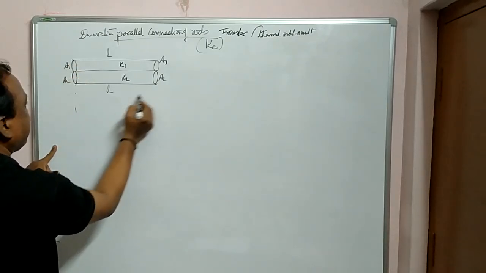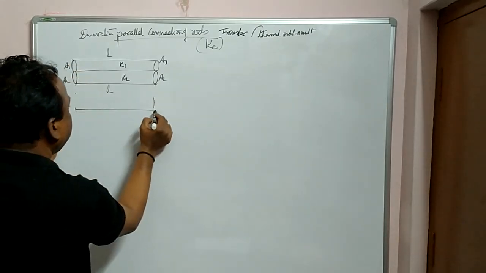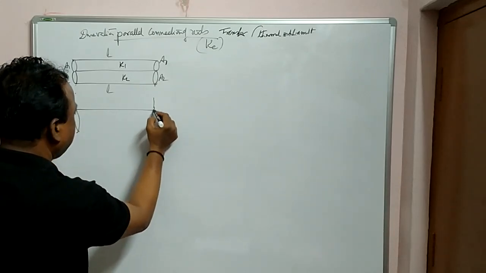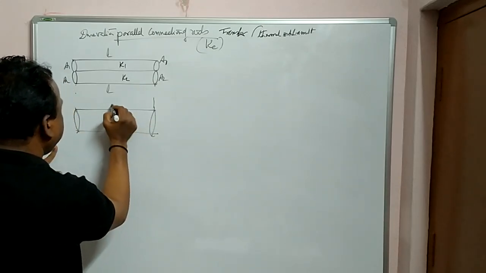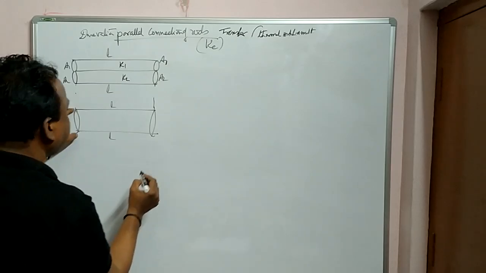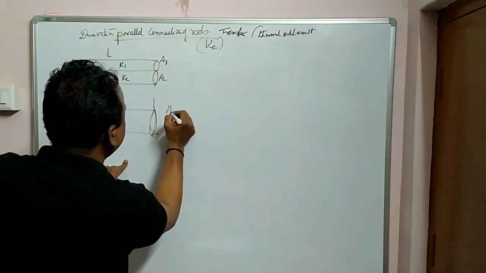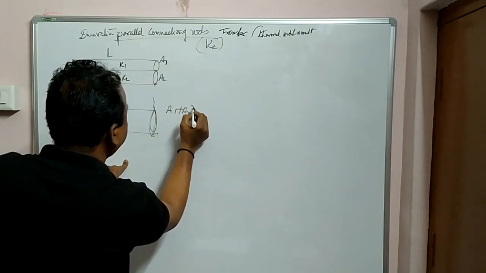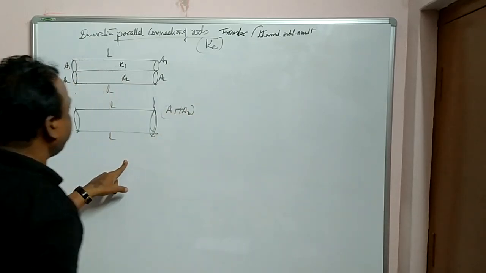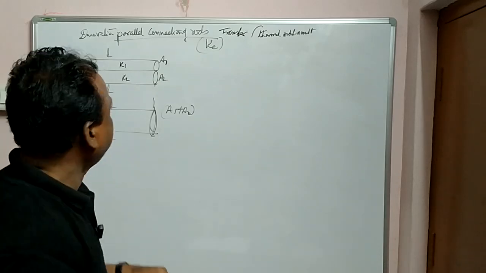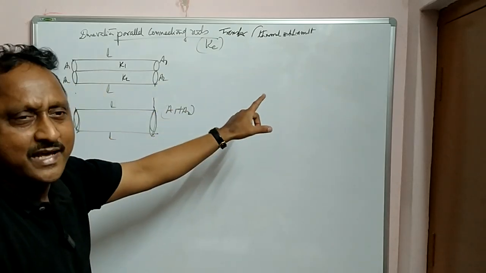Now I am combining this one as a single. When I am combining, you can see what happened to the area. Length remains same, length doesn't change, area changes. What is the total area now? A1 plus A2. What is the area here? A1 plus A2. Now we will apply the same formula here.